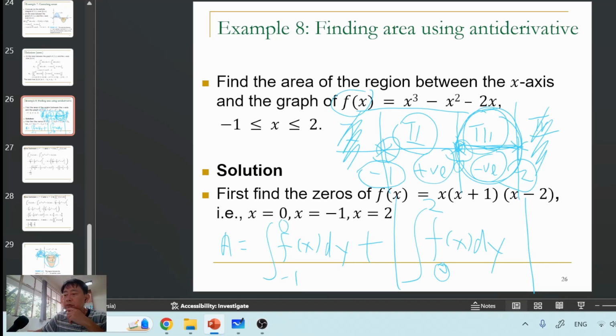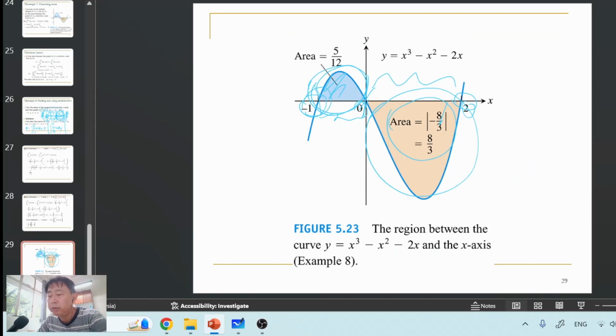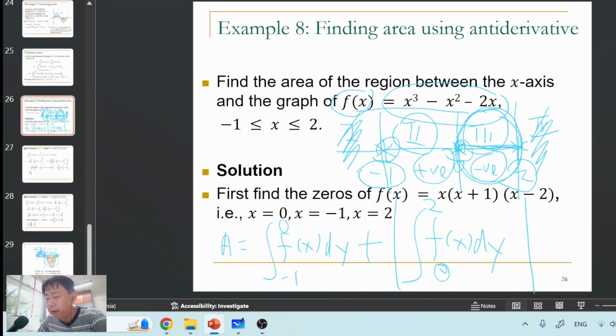So the first thing you have to do to calculate the area of the function between -1 and 2 is to first find out the region where the function changes sign. And once you have determined the region where the function is positive and the region where the function is negative, then you can write down the definite integration that defines the area in the negative region as well as the area in the positive region. So this is what we have done so far. This is the area that comes from the positive region, and this is the area that comes from the negative region.